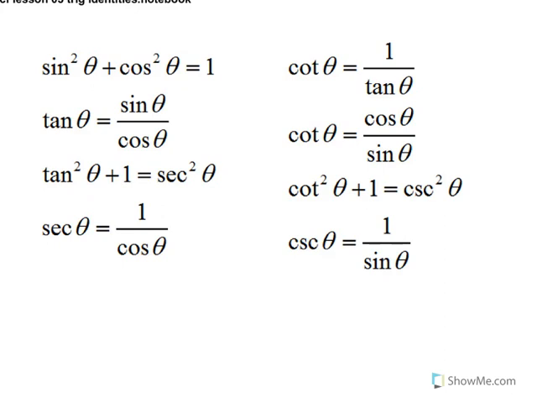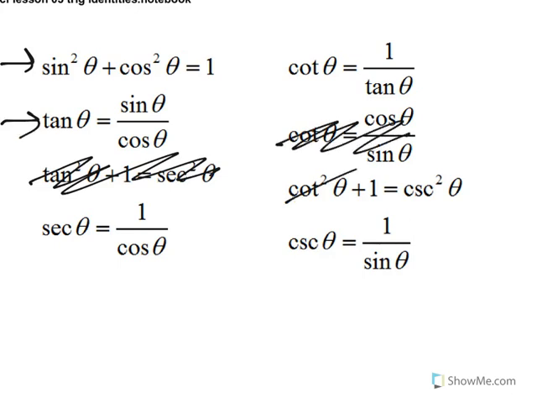Truth is that even if you only had 4 of these identities, like you basically just had this one Pythagorean identity and this tan identity, and then all 3 reciprocal identities. Even if you just had these 5 and that was it, you could get the other 3 pretty easily.